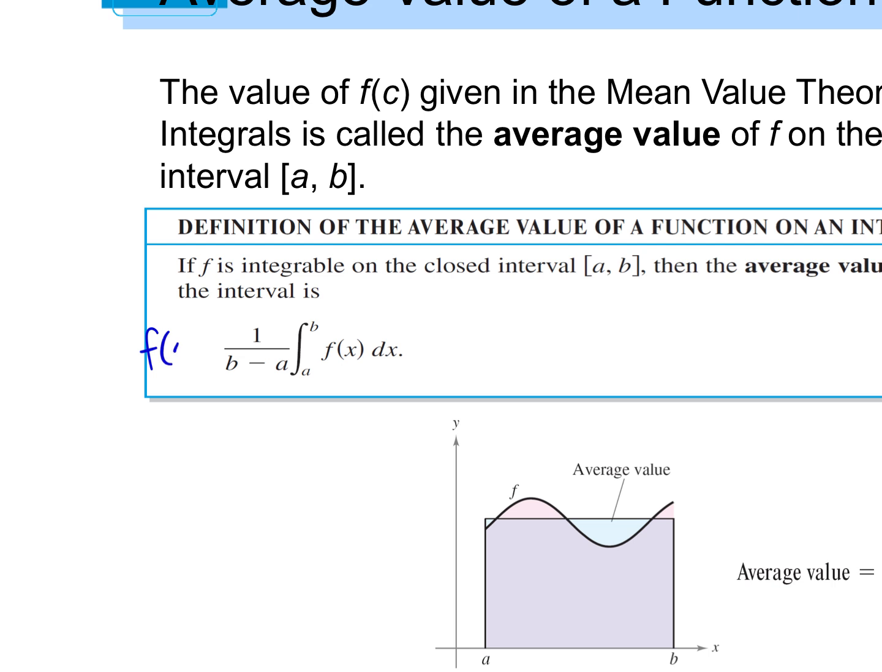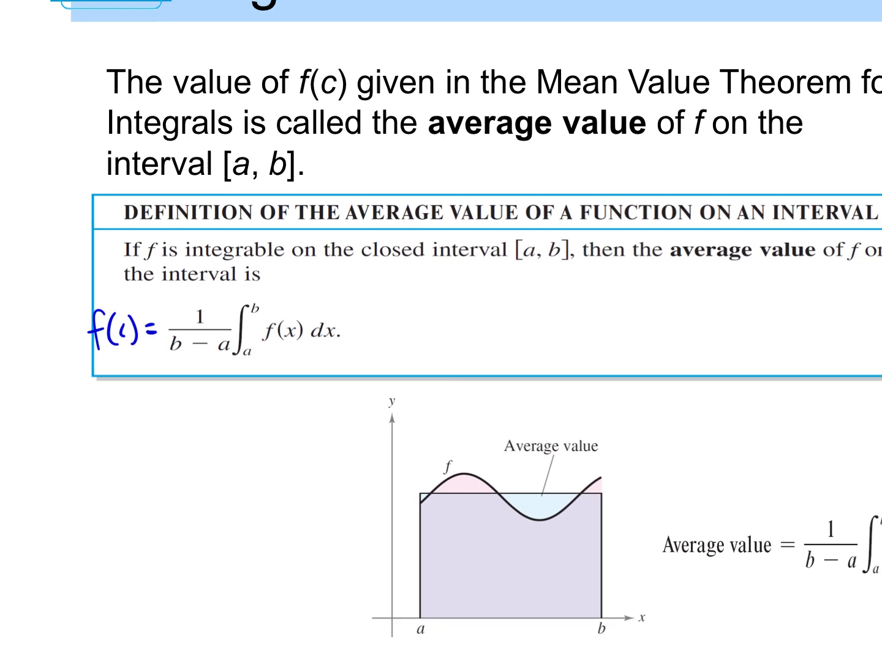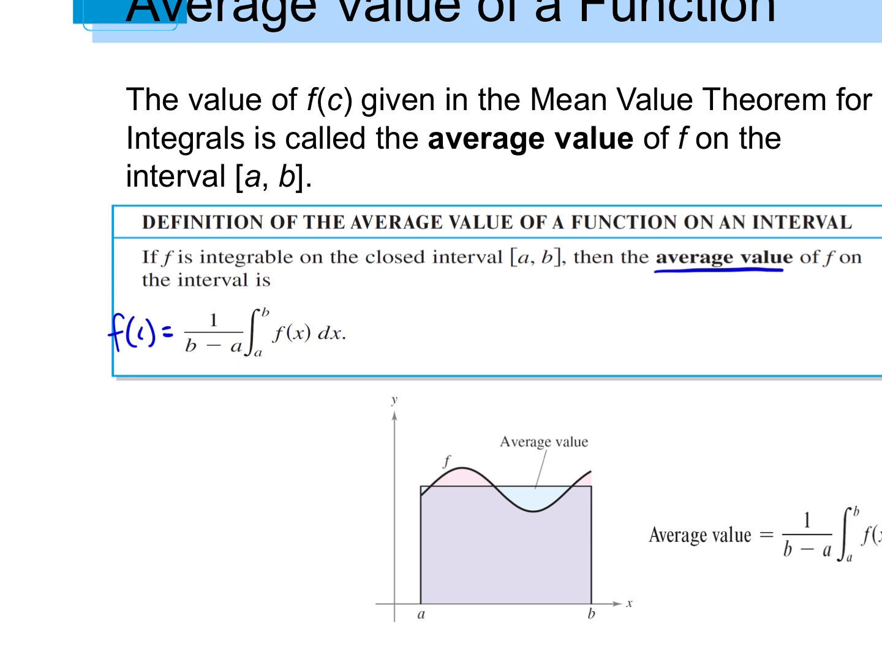This is f of c. So f of c is equal to 1 over b minus a times the integral of f of x. So this is our average value. If the question asks for just the average value, we would use this formula where we multiply the integral times 1 over b minus a.